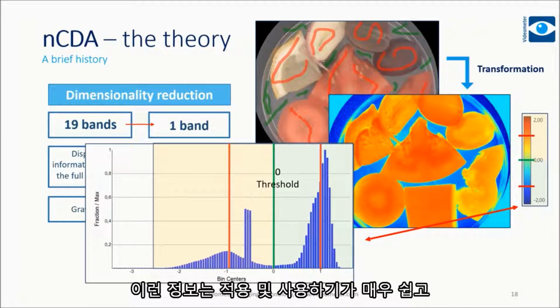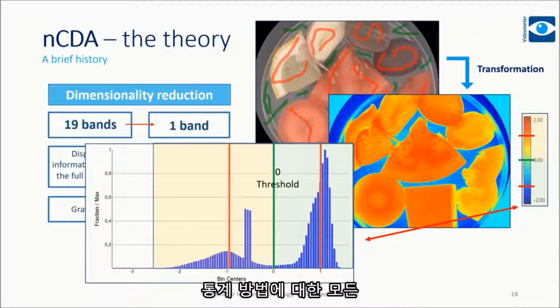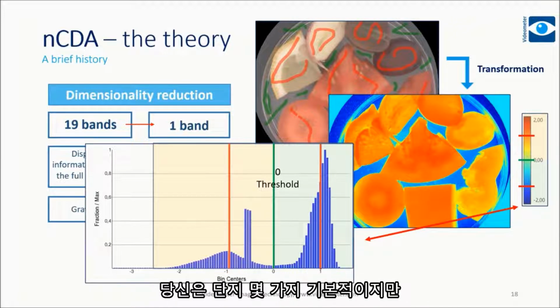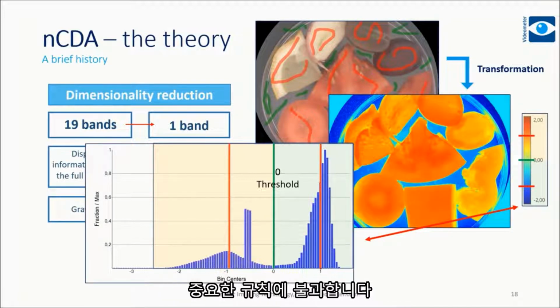The NCDA transformation is extremely easy to apply and use, and all the technical talk about statistical methods you eventually won't have to think about. There are only a few basic but important rules, which we will get to.